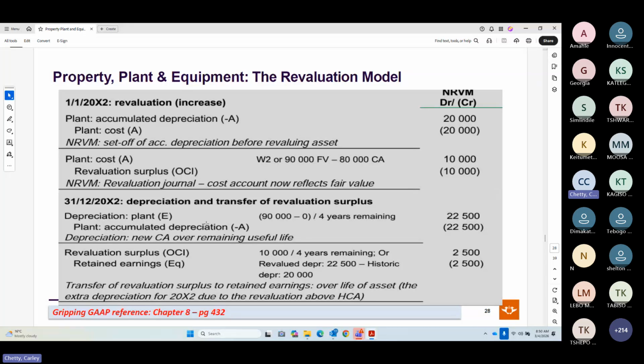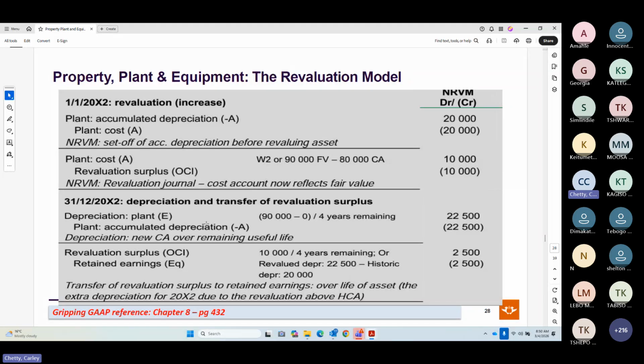Then we have the revaluation. Remember we compared the fair value given of 90,000 to the carrying amount we determined, which was 80,000. When we compared the fair value to the carrying amount, we saw that we had a revaluation of 10,000 Rand. So here we are debiting plant cost with 10,000 Rand, and we are crediting the revaluation surplus account with 10,000 Rand.